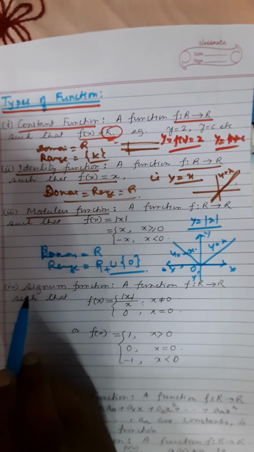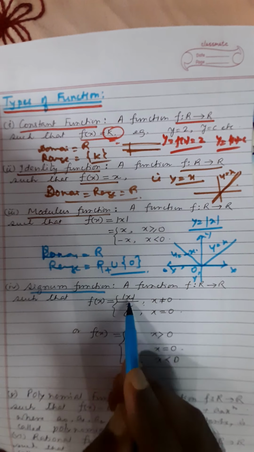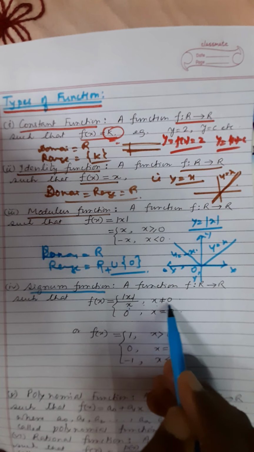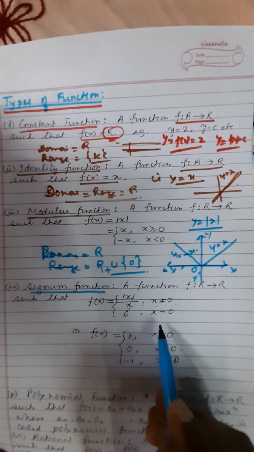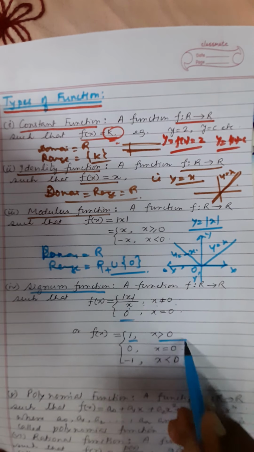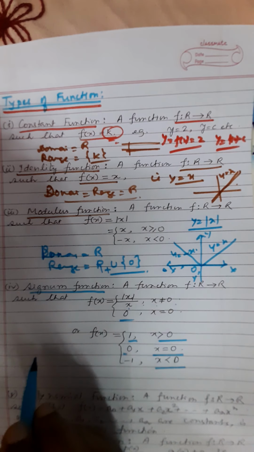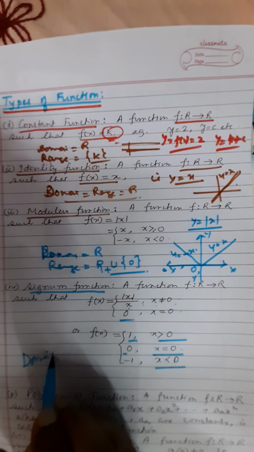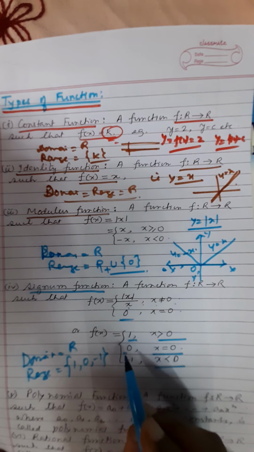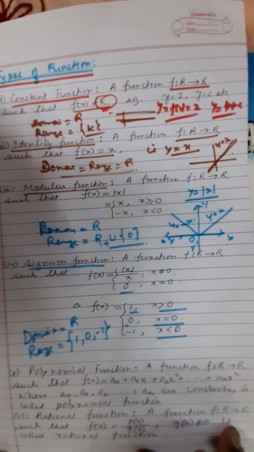Signum function. What is the signum function? A function f: R to R such that f(x) = modulus x by x, such that x not equal to 0, and when x is equal to 0, then 0. So f(x) is equal to 1 when x is greater than 0, 0 when x is equal to 0, and minus 1 when x is less than 0. The domain is R, and the range is nothing but 1, 0, minus 1. Whatever x we take, the value is always 1, 0 or minus 1.